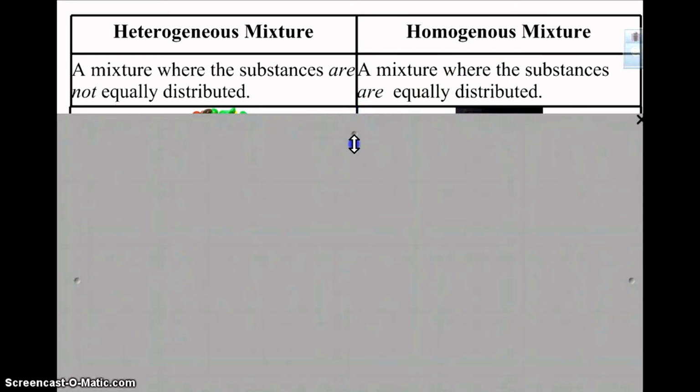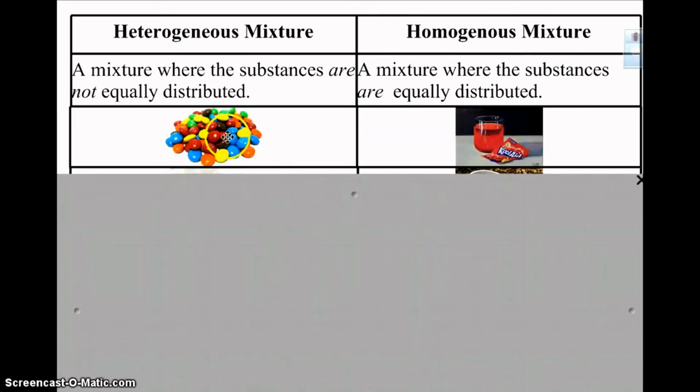Let's look at our first 2 examples. We have M&Ms. We can see there's a group of reds here and maybe a group of oranges over here, a group of greens in the back. It's not equally distributed, so this would be a heterogeneous mixture because it's not evenly spread around. On the other hand, Kool-Aid: you mix it up and you get a homogeneous mixture because that sugar dissolves into the liquid and it's evenly distributed around.